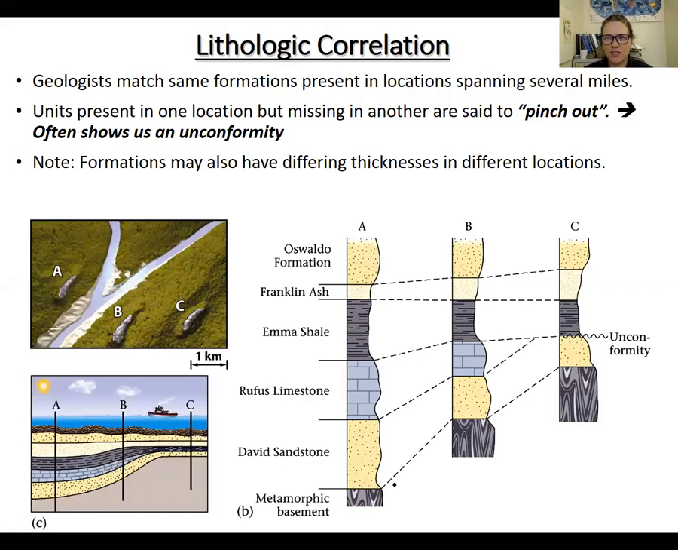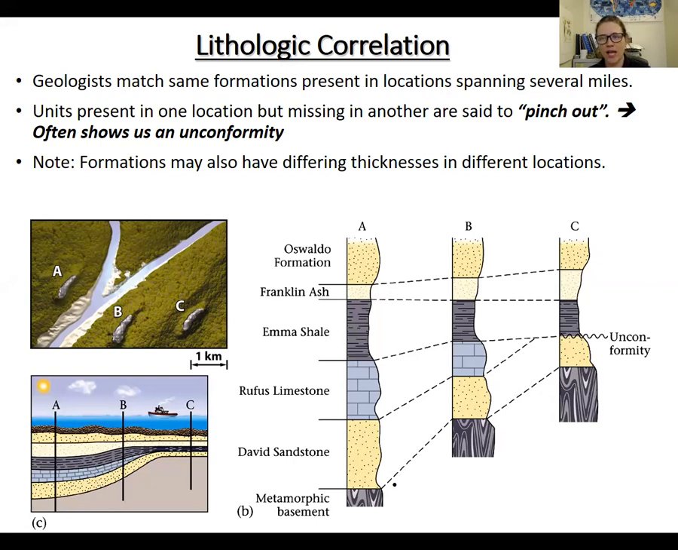There are two different sets of techniques that we can use to correlate layers across space. The first technique is lithologic correlation. Lith refers to rock, and in this case we're just matching up different rock layers.